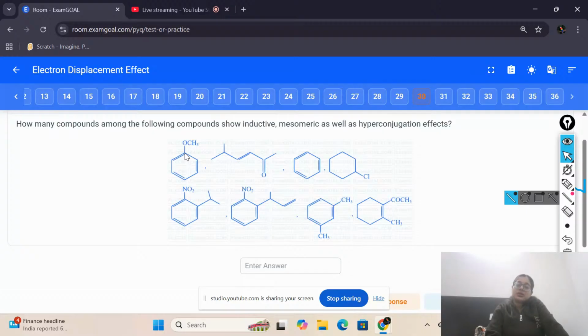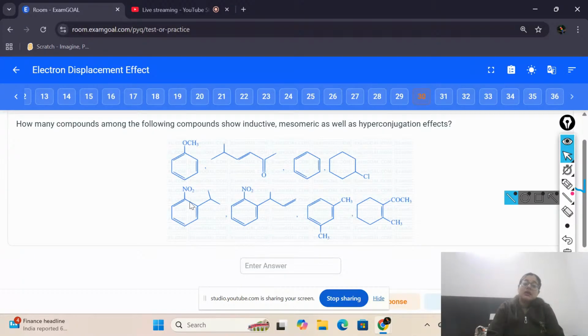Hyperconjugation: for hyperconjugation, I want a double bond followed by alpha hydrogen. So it is not having the alpha hydrogen on an sp2 or sp3 hybridized carbon, so this is not so. This double bond is having an sp3 hybridized carbon containing one alpha hydrogen. So option one is not showing hyperconjugation, not showing resonance.